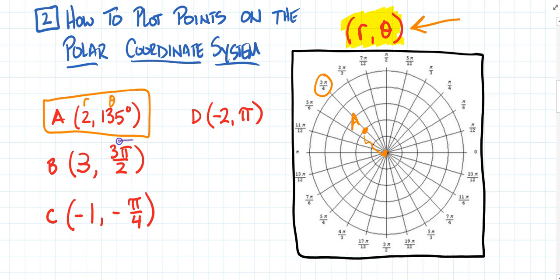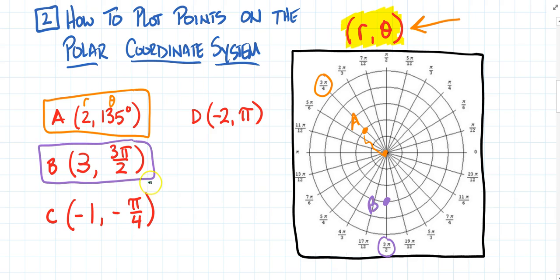I'll switch colors for you here. I'll do purple, and let's do point B. Point B says 3, 3 pi over 2. So again, I'm going to find the angle first, 3 pi over 2, and from the pole, I'm going to go 3 units in that direction. So 1, 2, 3. This point down here is what we're going to label as point B.